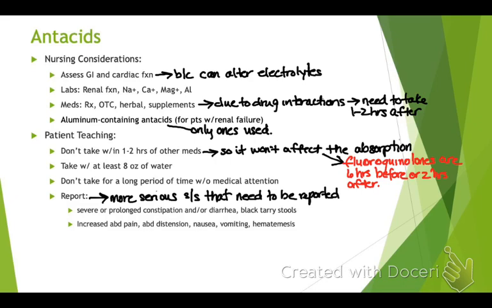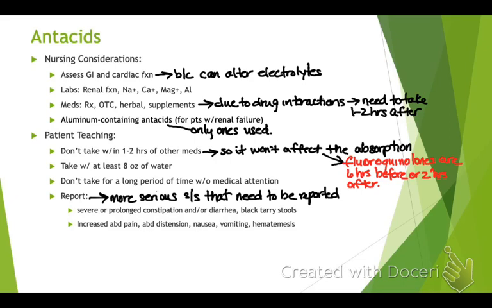It's going to be recommended that they do take 1 to 2 hours after the antacid. So once the medication that they're prescribed has already peaked, then you take the antacid. So you don't want it to affect the absorption or the mechanism of the medication working.